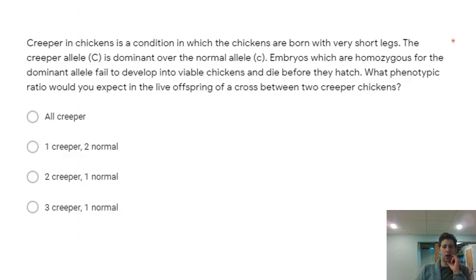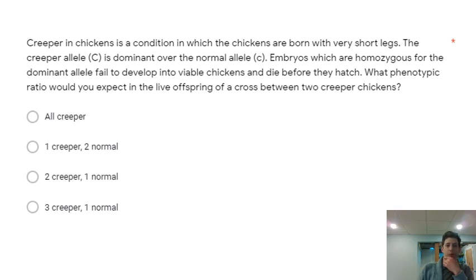All right, then this was actually the question that we struggled with the most. It's kind of a trick question, so I wouldn't get too worried about it if you got this one wrong. Creeper is a condition where chickens are born with very short legs. It's a dominant allele. Embryos that are homozygous for the dominant allele fail to develop into viable chickens and die before they hatch. What phenotype would you expect from the cross of two creeper chickens? So creeper chickens are heterozygous. So we know that the offspring are going to have a 75% chance of having the creeper allele and a 25% chance of being normal. So you would think the answer is here, 3 to 1.